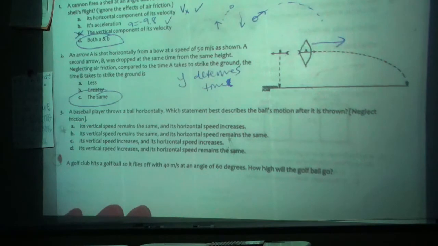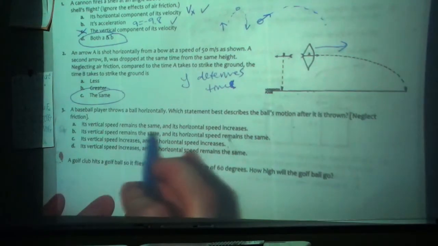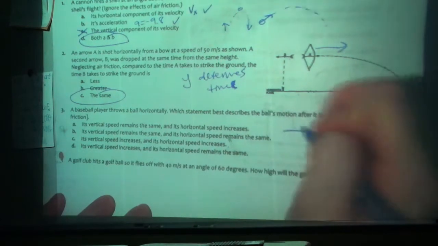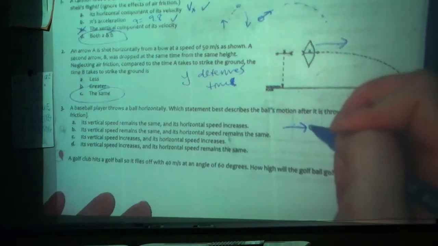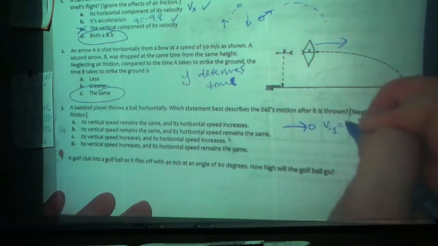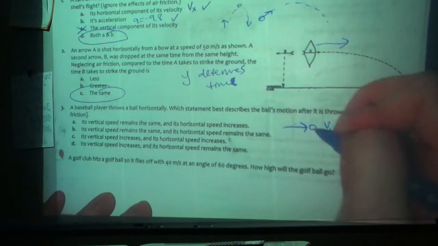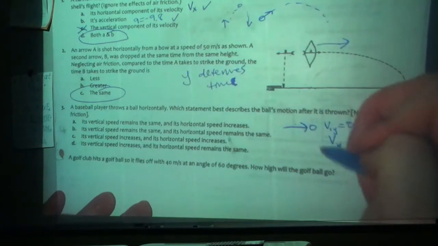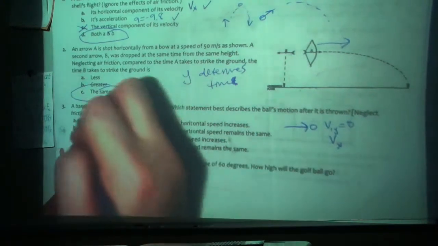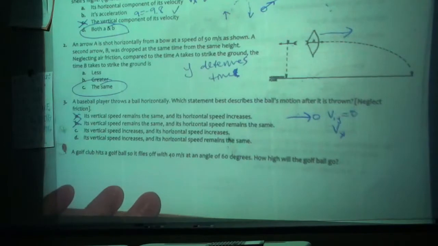A baseball player throws a ball horizontally, which of the following describes the motion after it's thrown? Its vertical speed remains the same? Definitely not. If you throw something horizontally, at the very beginning its VI for Y is going to be 0 because it only has a VX. It's thrown sideways. But that quickly changes. As soon as it's left the hand, it's going to start falling down. So the vertical speed would not remain the same. It's going to accelerate down at a rate of negative 9.8 meters per second squared.